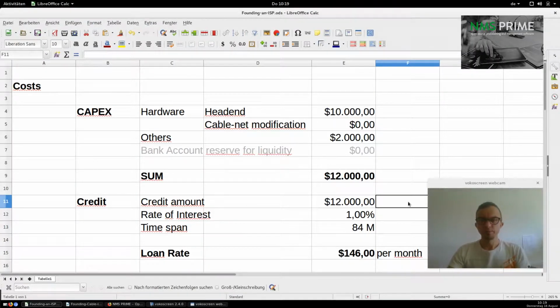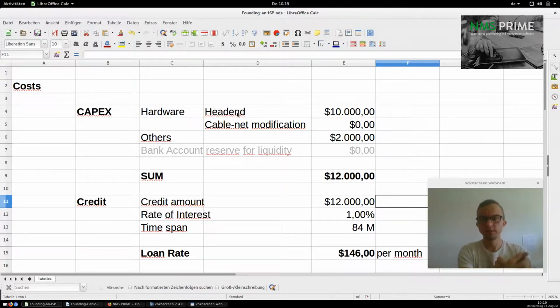Now we are at the business part. So these are the costs, and CapEx means this is our investment. So these costs we only have one time. What we need to do is purchase hardware. Of course, we need a cable modem termination system.